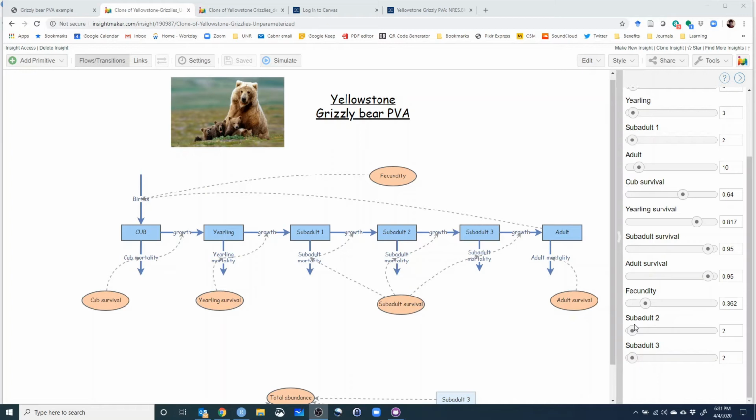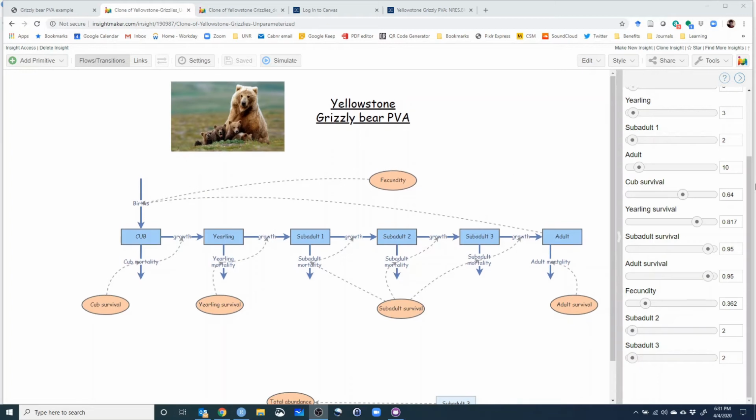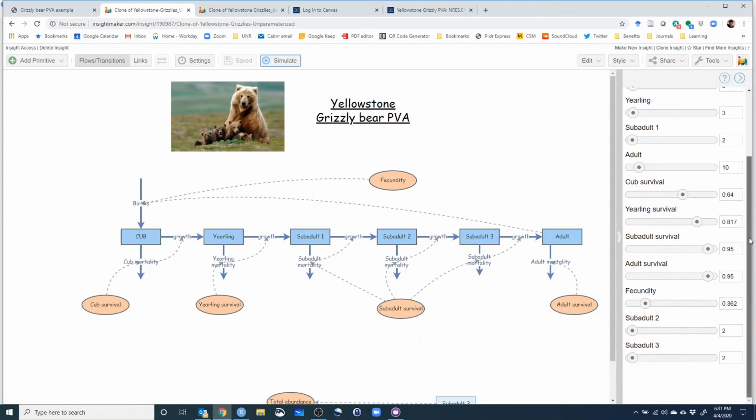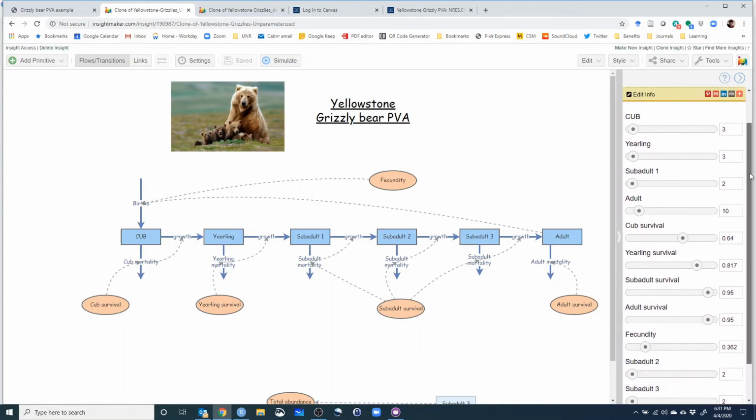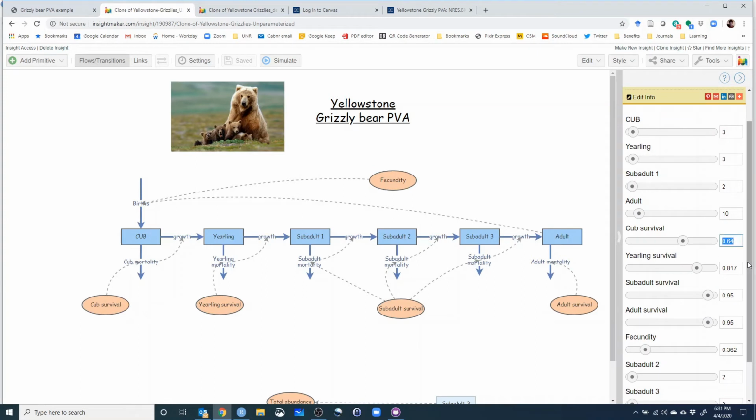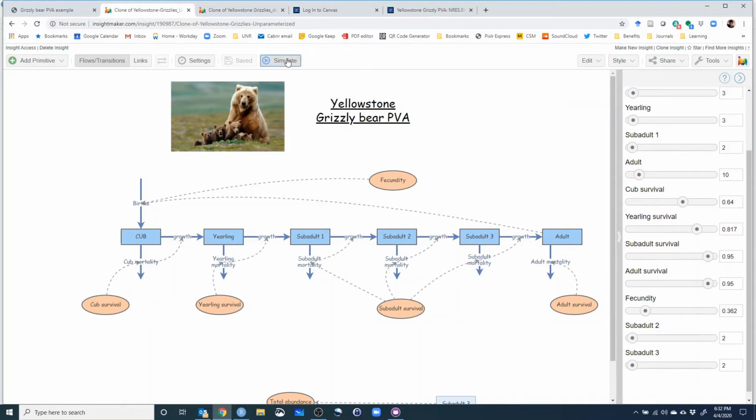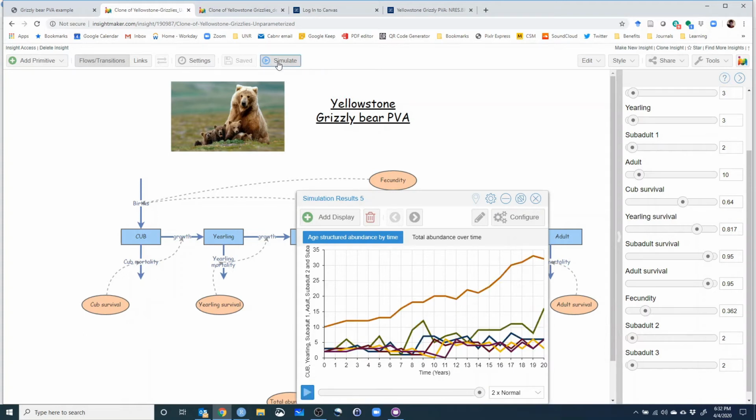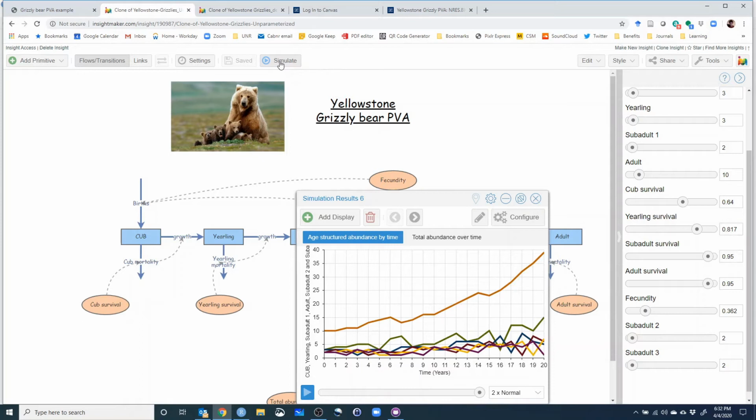All right, so your parameterized model should look something like this. Now you should have 3 cubs, 3 yearlings, that's the initial abundances, 2 subadults in each of the subadult stages 1, 2, and 3, and then follow the table to define your vital rates, the cub survival rate, the yearling survival rate, and so on and so forth. When you simulate it, you'll see that the results are a little random. So every time you simulate it, it'll look a little different. And so you can't really interpret just one model run as being the truth about the future for this population.